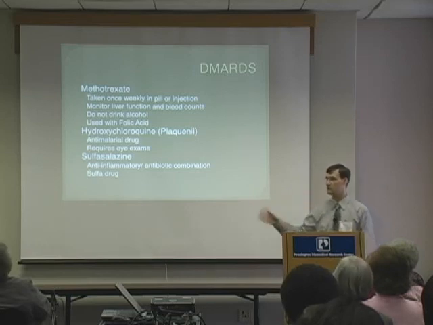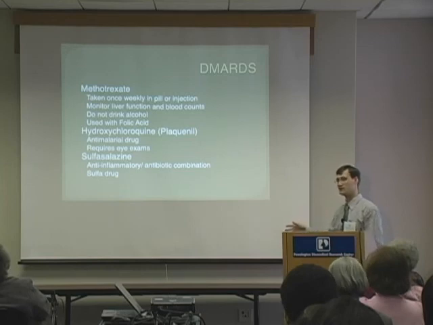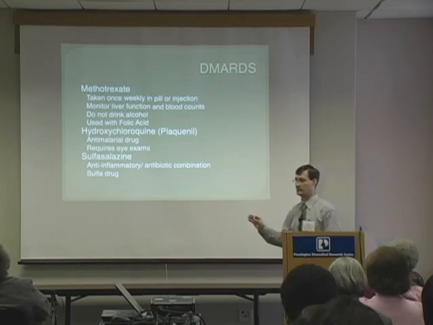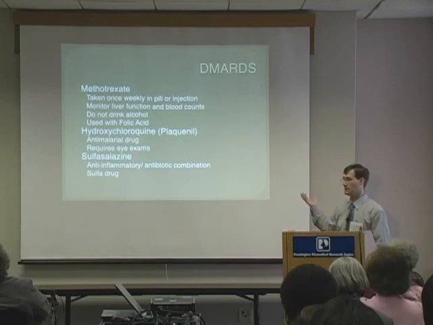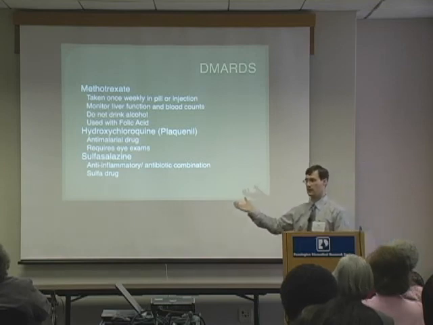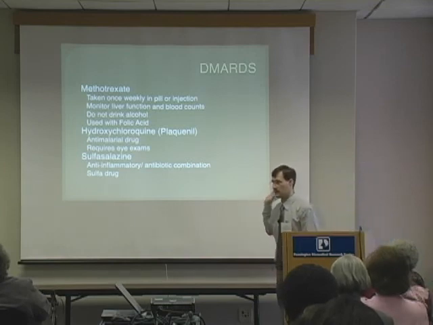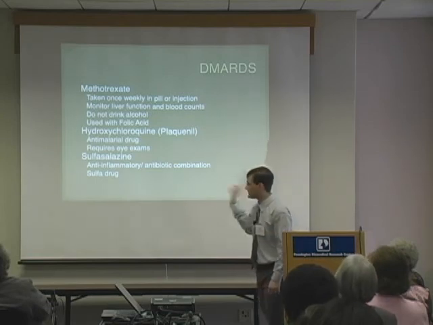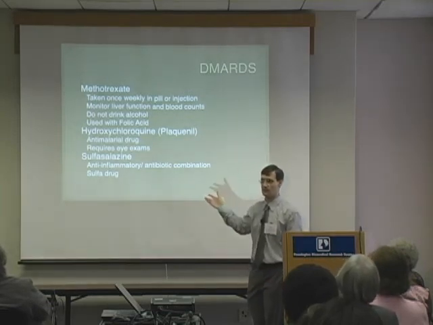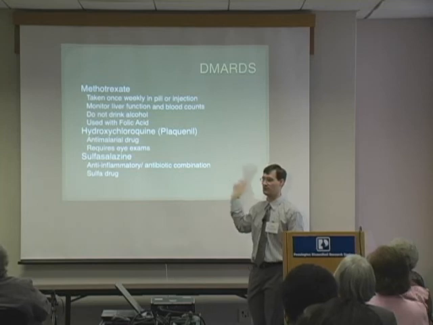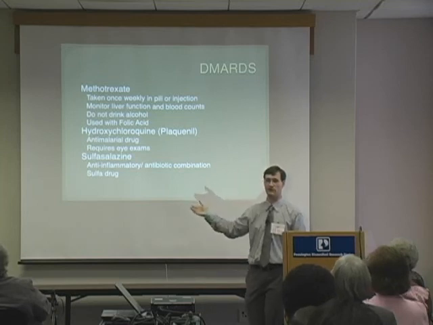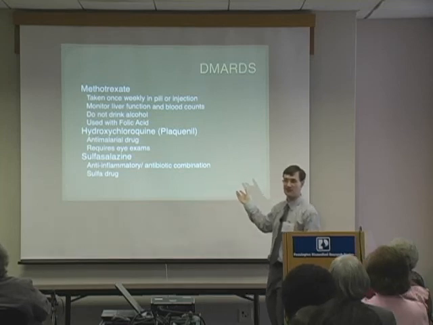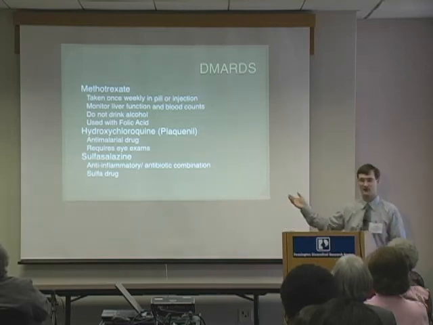Plaquenil is another medicine, used to be used to treat malaria, actually good at stopping inflammation for mild disease. Sulfasalazine is an interesting medicine. It is a combination of an antibiotic and an anti-inflammatory medicine. Now, that's very interesting because which part do you think works? Which part do you think decreases the inflammation in rheumatoid arthritis when it does work? It's actually the antibiotic and not the anti-inflammatory.